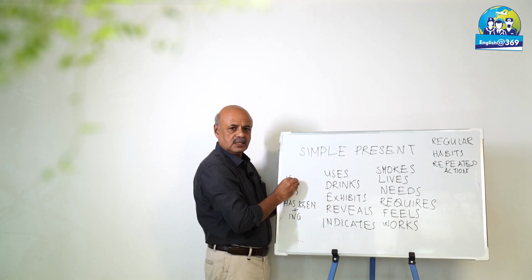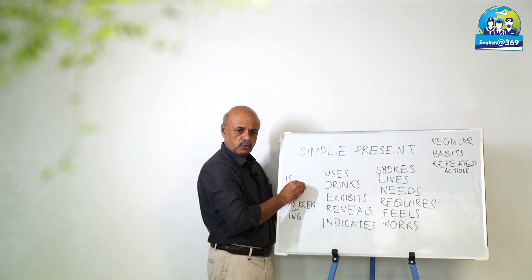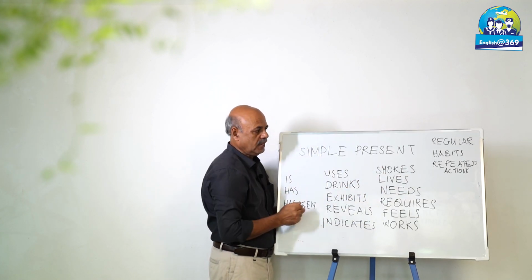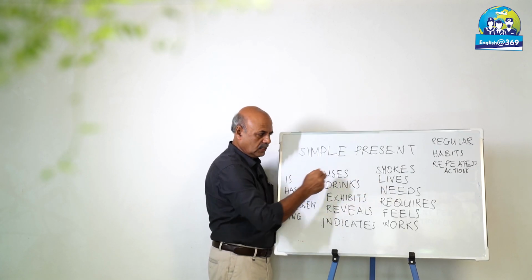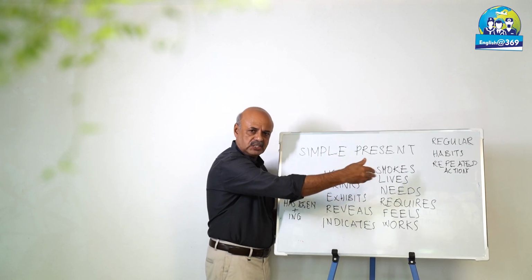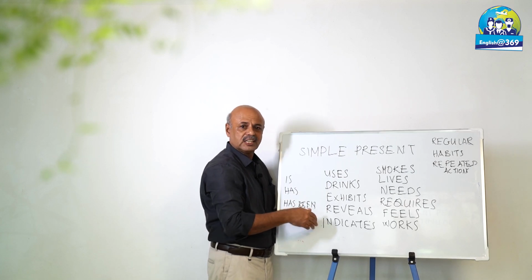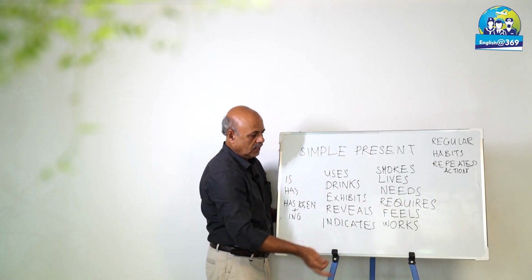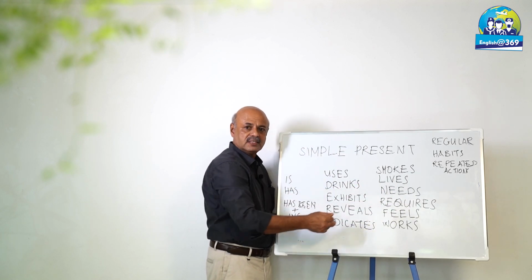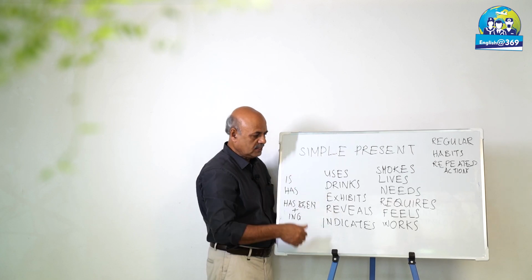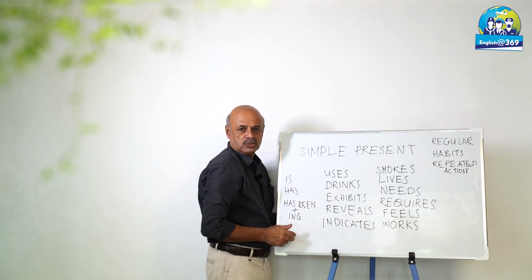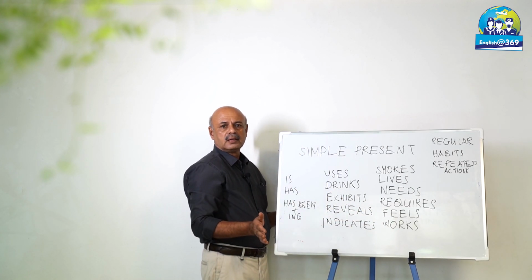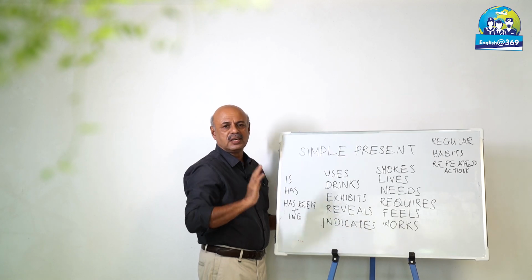So you want to write, she uses drugs. You want to write, she drinks alcohol, or he smokes 5 to 6 cigarettes per day. He lives in the city. She needs whatever she needs, that is mentioned over there. She requires help. She requires assistance. She requires support. And then she feels or he feels isolated. She feels insecure. He works as a bank manager. He works as a nurse. Whatever. I suppose you got it very clearly.